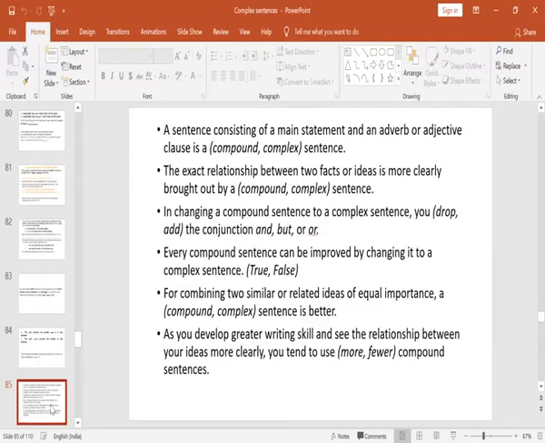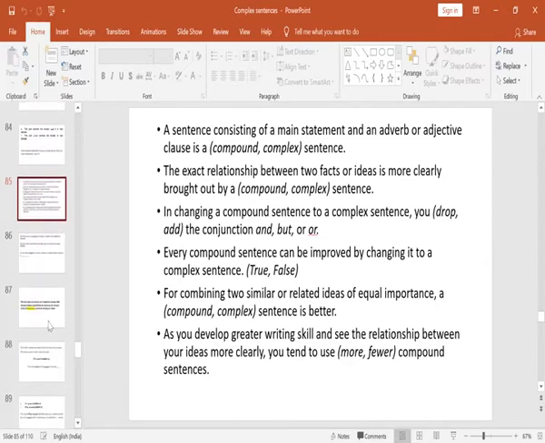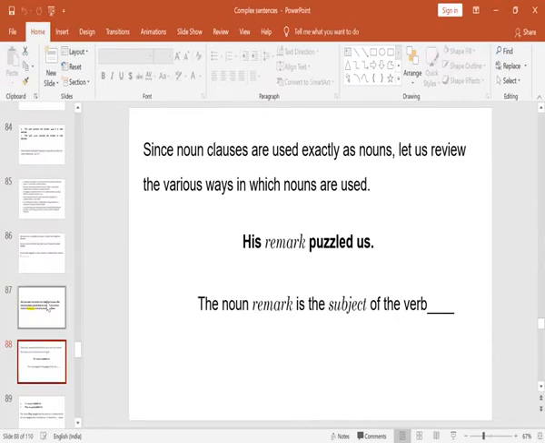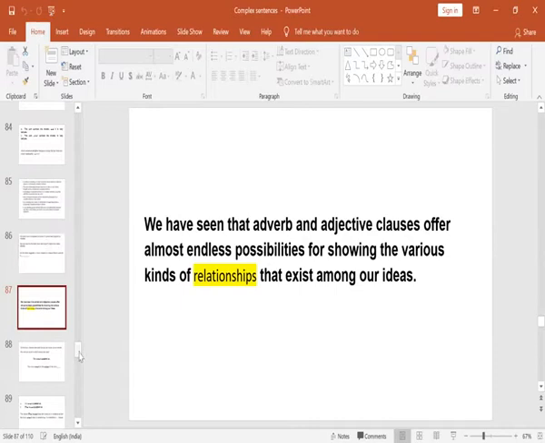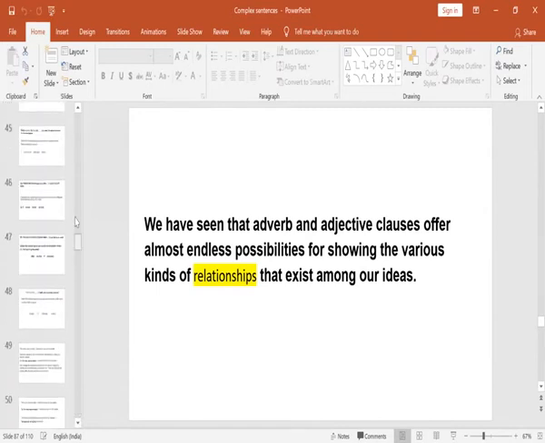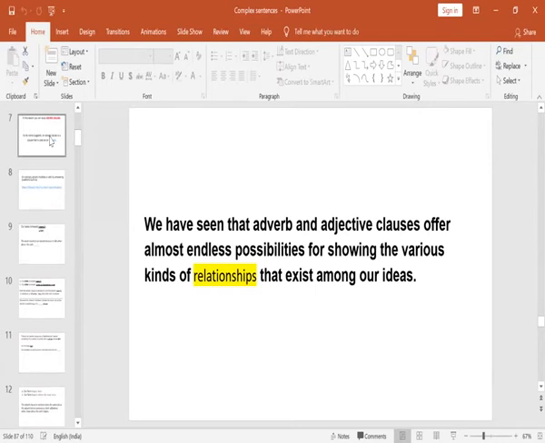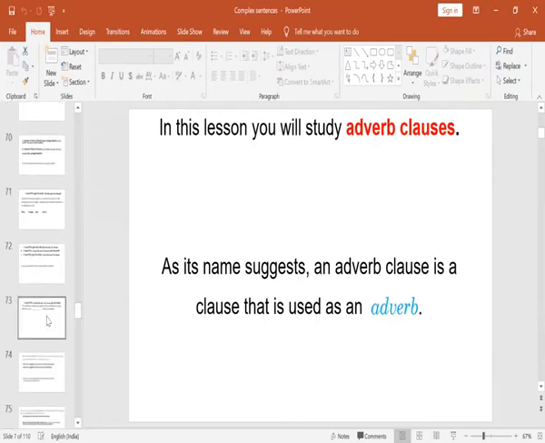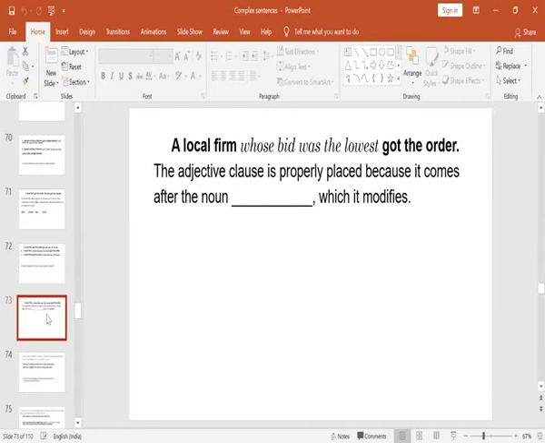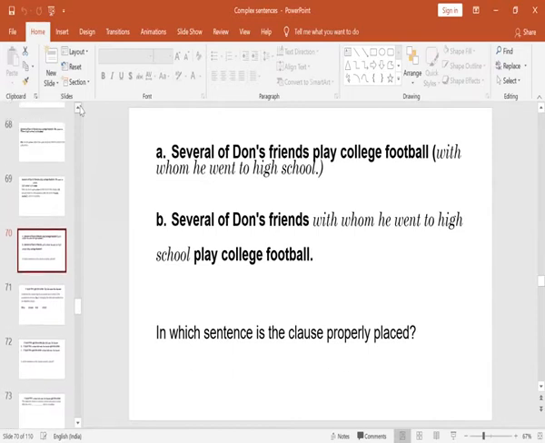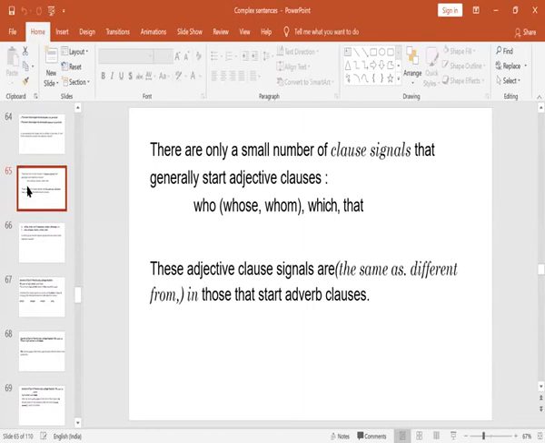I want to show you the adjective part. I'm searching for adjective clauses. Okay.